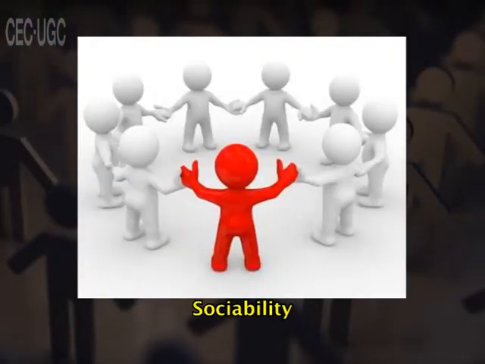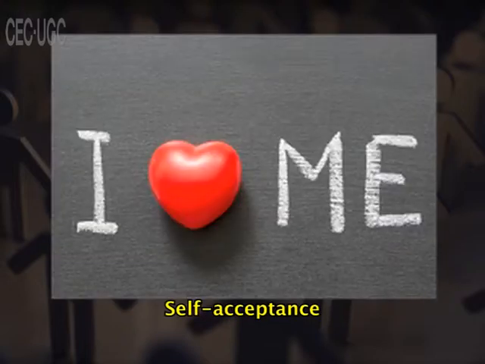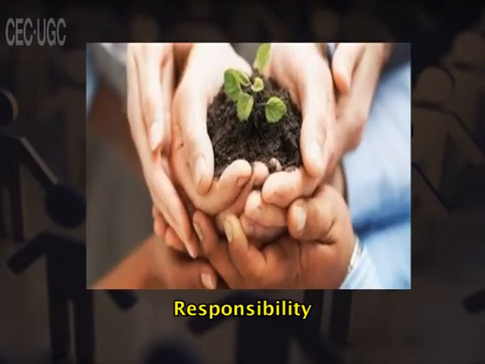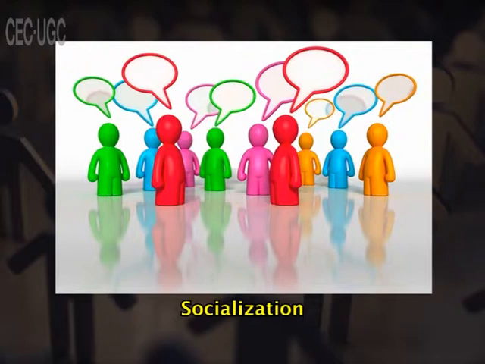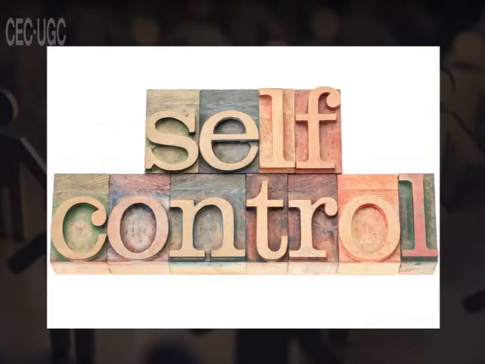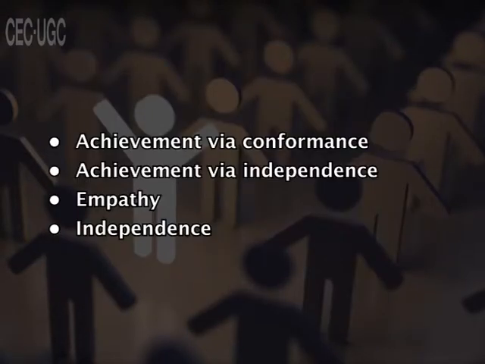The remaining 17 scales provide scores on personality dimensions like dominance, sociability, self-acceptance, responsibility, socialization, self-control, achievement via conformance, achievement via independence, empathy, and independence.